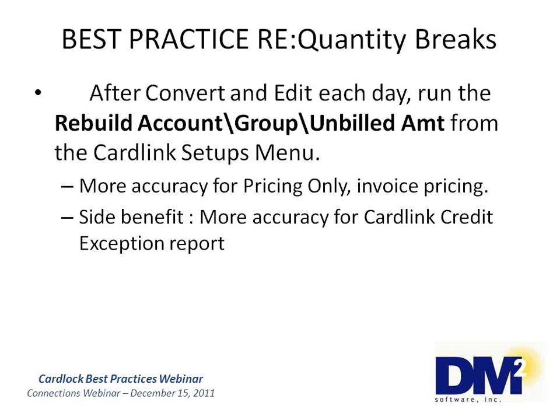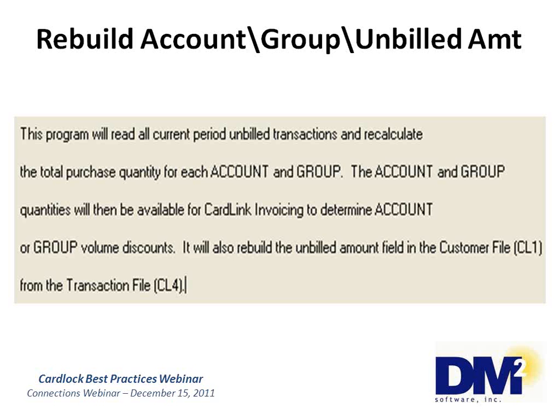And the side benefit is it'll give you more accuracy for the card-linked credit exception report, because it's actually going out and recalculating those quantity breaks to come up with more accurate pricing. This is what the utility actually does. It's going to read all the unbilled transactions and recalculate the total purchase quantity for each account and group. And this is where we start looking at quantity breaks. It's looking at the quantities, and then they're going to be available for invoicing to determine the discounts. So it'll also rebuild your unbilled dollar amount in CL1.